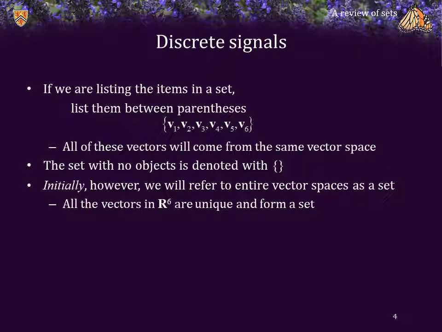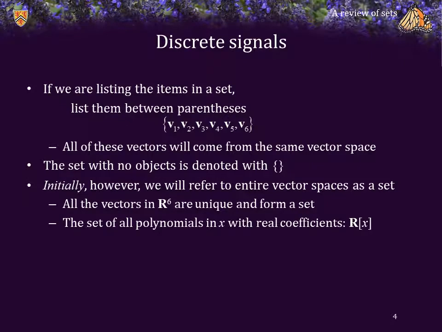Now, initially, however, the only sets we're going to refer to are entire vector spaces as a set. So, for example, we will start with the vector space of all vectors in R to the 6. Each of them is unique, and that together forms a set. Another set is the set of all polynomials in x with real coefficients. And that is, as you'll recall from the last talk, denoted by bold R indexed with x.